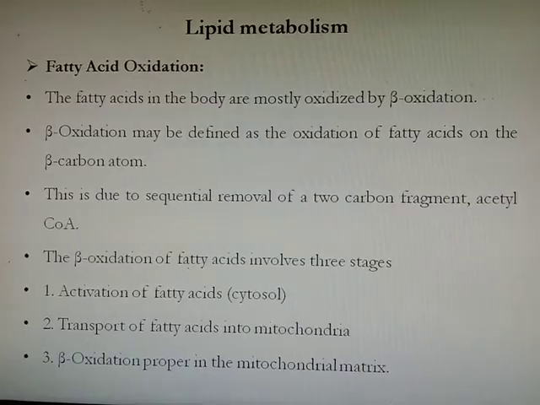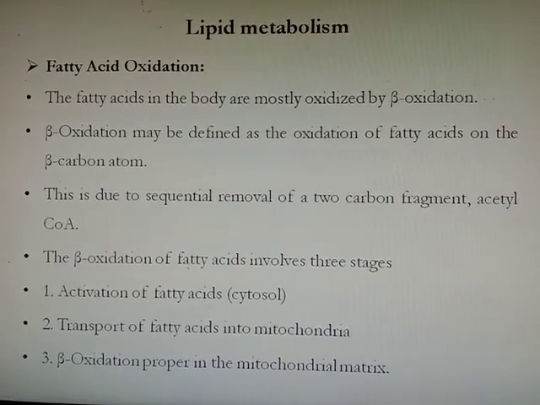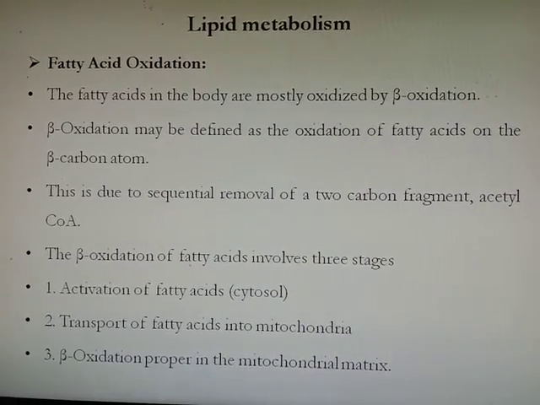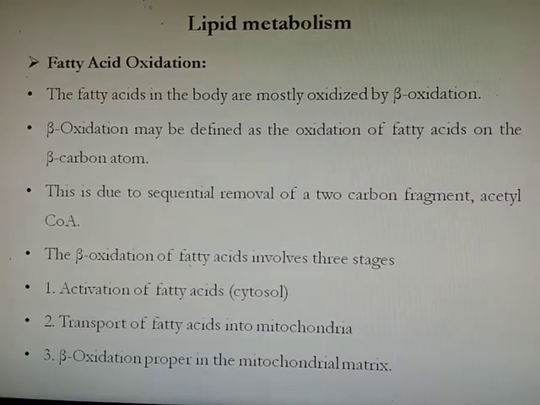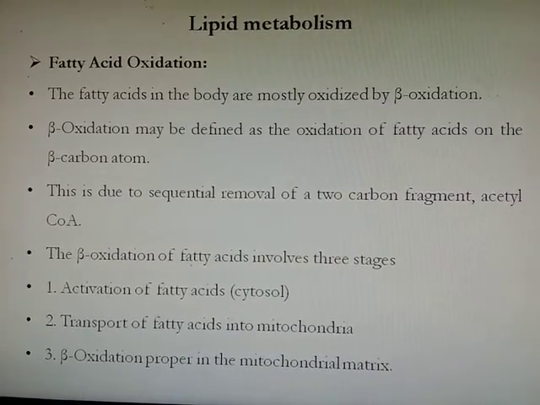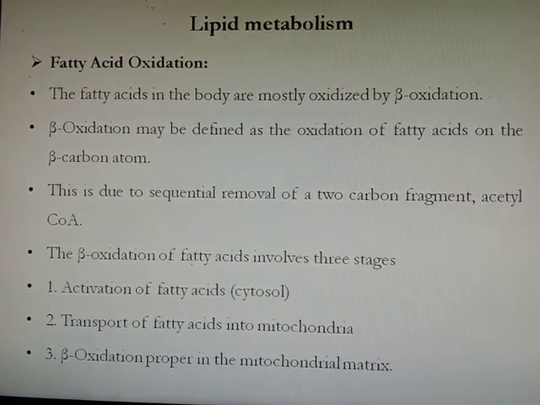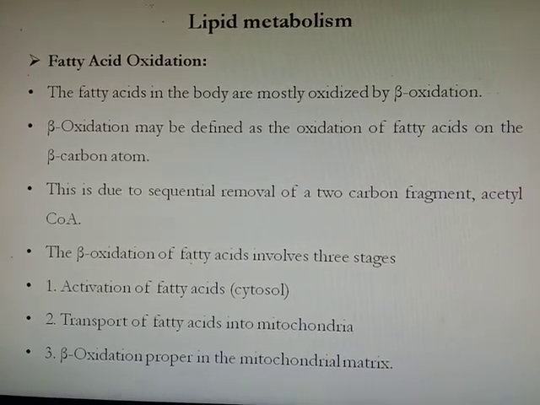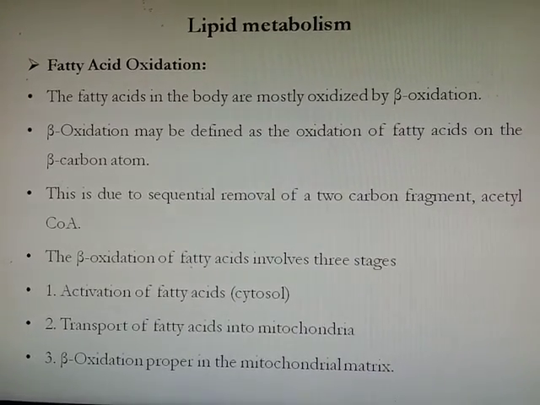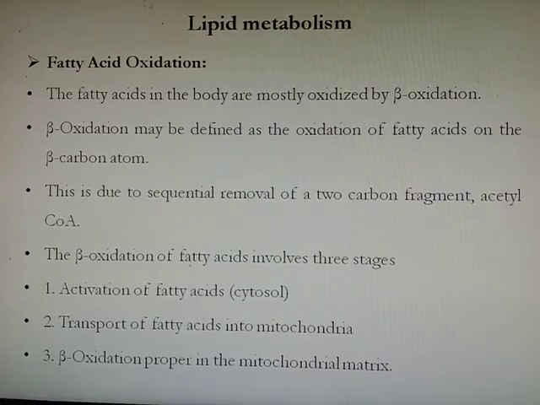In today's lecture, we will learn about lipid metabolism. In lipid metabolism, mostly we will study fatty acid oxidation, then ketone body synthesis, ketone body degradation, and fatty acid synthesis. First, we will see the fatty acid oxidation.